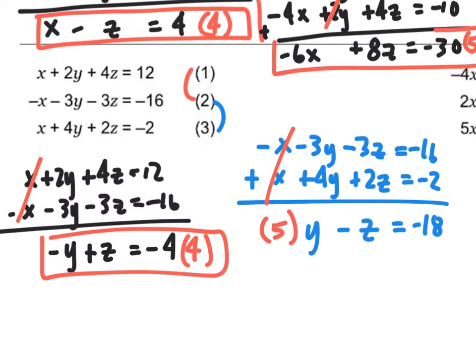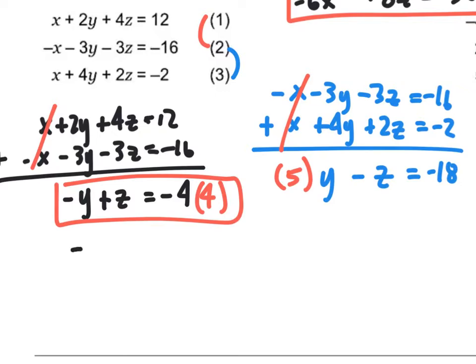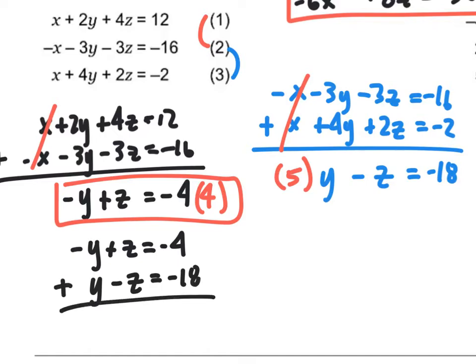Okay, now let's take equation 4 and add it to equation 5 and see what we get. So I'm going to do negative y plus z is equal to negative 4. And then I'm going to get y minus z is equal to negative 18. Now if I add these together, all right, notice what happens. My y's cancel out, and my z's cancel out, and I just get 0 is equal to negative 22. Okay? Is that a true statement or a false statement? False statement. That's a false statement. So if this is false, what do we conclude about this? Doesn't have a solution. No solutions.